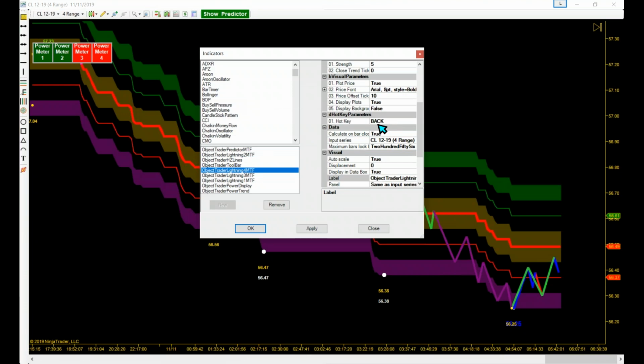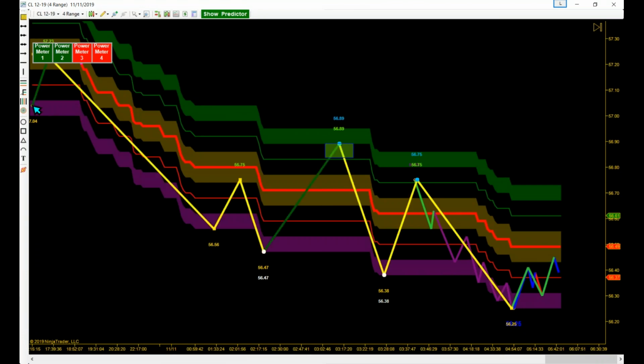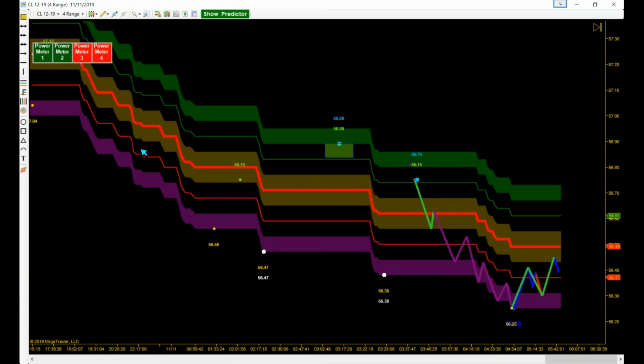And all you have to do is hold those hotkeys down and then left click your mouse on a swing. So for instance, if I wanted to draw lightning 3, I'd hold the control key down. And see, there's lightning 3 on that chart. Let's draw it from a little higher so we can see it. There's lightning 3 right there. Okay. Now let's take it off.